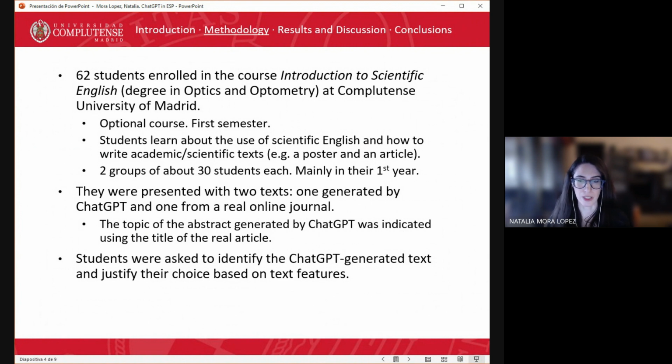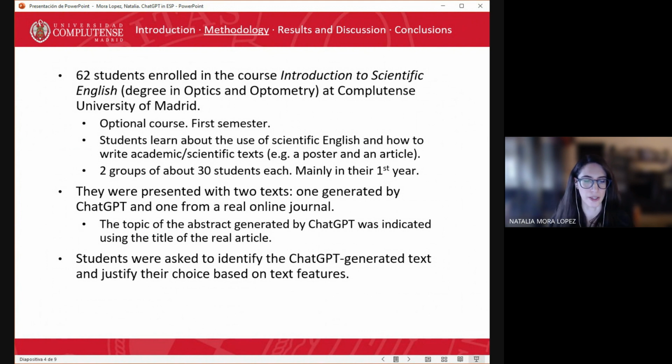So for this study, students were presented with two texts, one generated by ChatGPT and one from a real online journal. So these were two abstracts, one of them from a real journal and one of them generated by ChatGPT. The way to generate the text by ChatGPT was just by giving it the prompt with the title of the real text. So the prompt was like, write an abstract for a scientific paper about the following topic. And then the topic was the title of the real article.